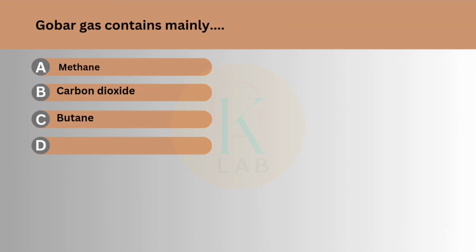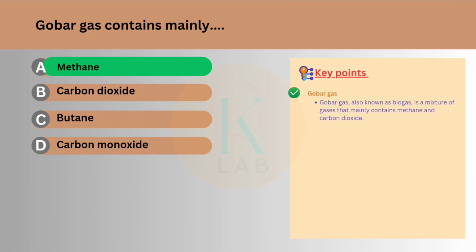Next question. Gobar gas contains mainly. The correct answer is option A, methane. Some important key points. Gobar gas is also known as biogas. It is a mixture of gases that mainly contains methane and carbon dioxide.